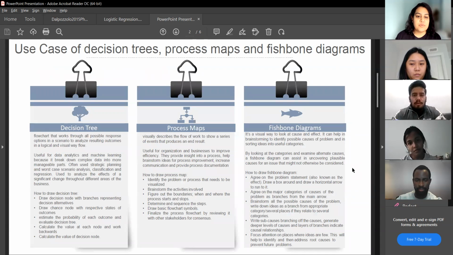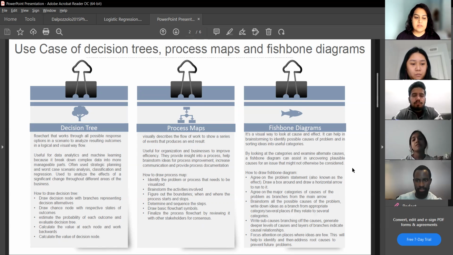We had to define the use cases of decision tree, process map, and fishbone diagram. So decision tree is a flowchart that works through all possible response options in a scenario to analyze the resulting outcome in a logical and visual way. Decision trees are useful for data analytics and machine learning because they break down complex data into more manageable parts. It's often used for strategic decision planning and worst case scenario analysis, classification and regression. It analyzes the effect of significant change throughout different areas of business.